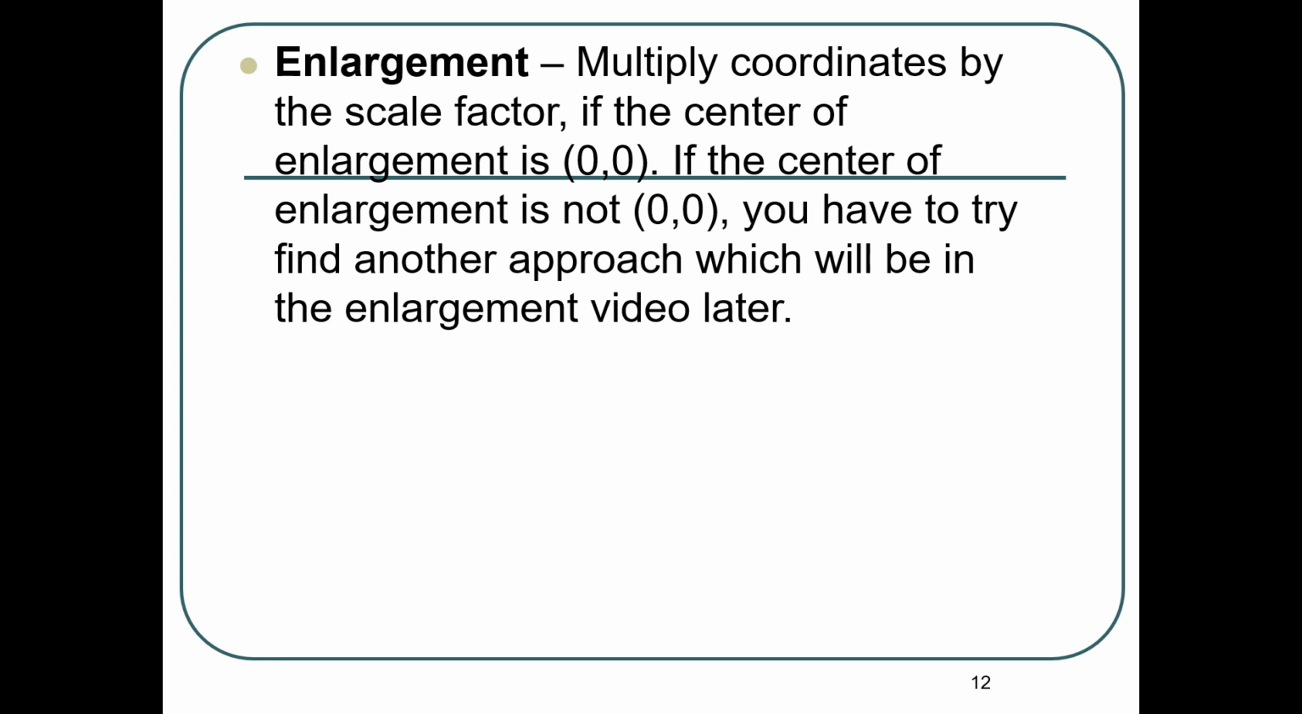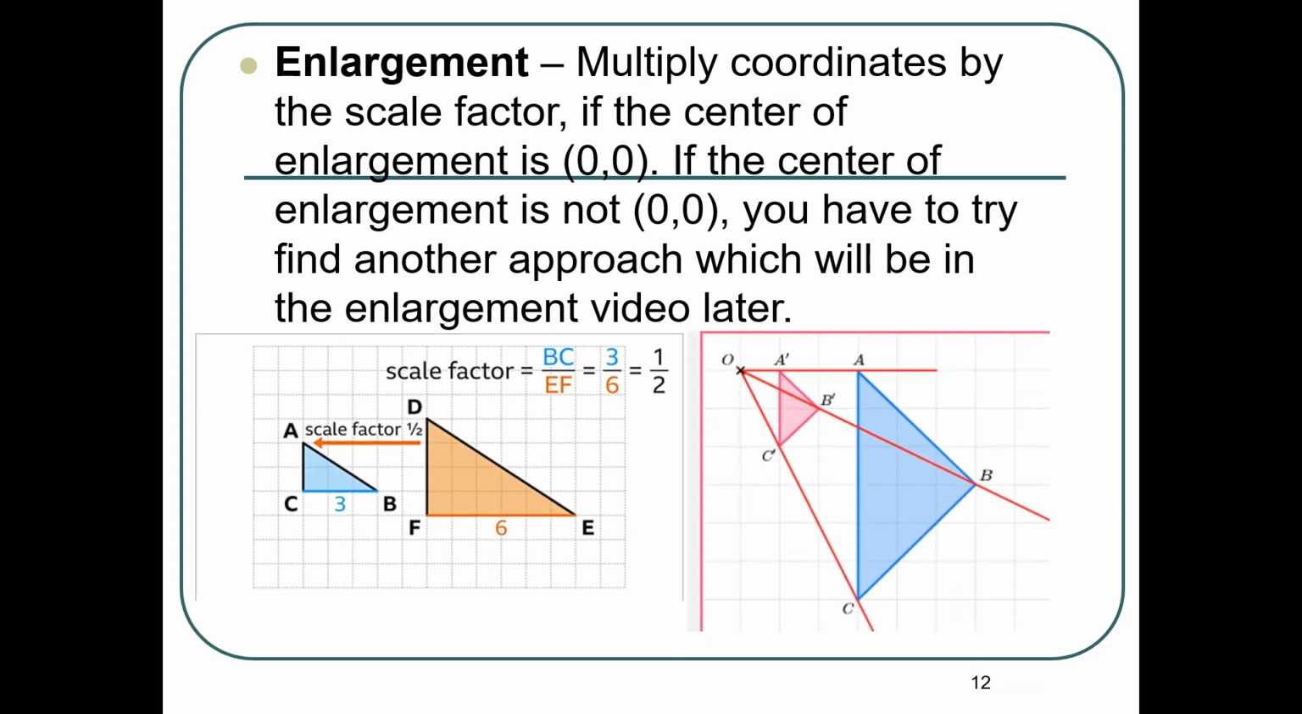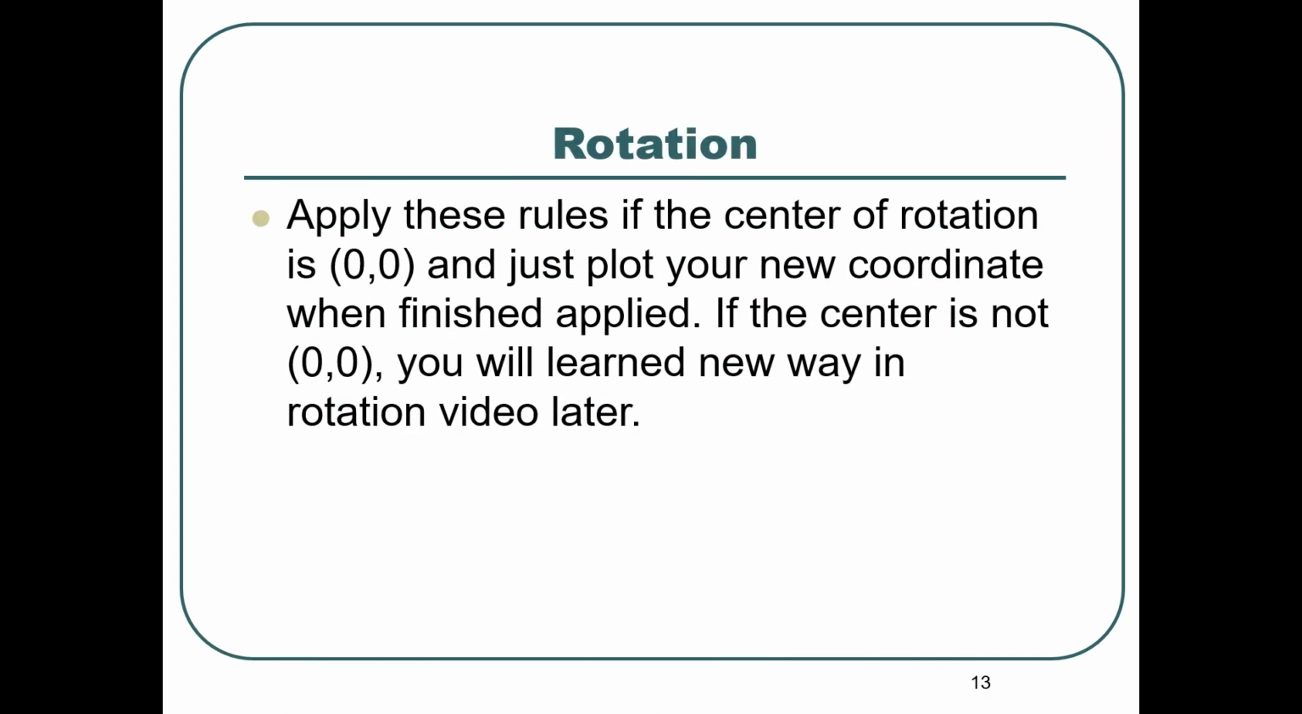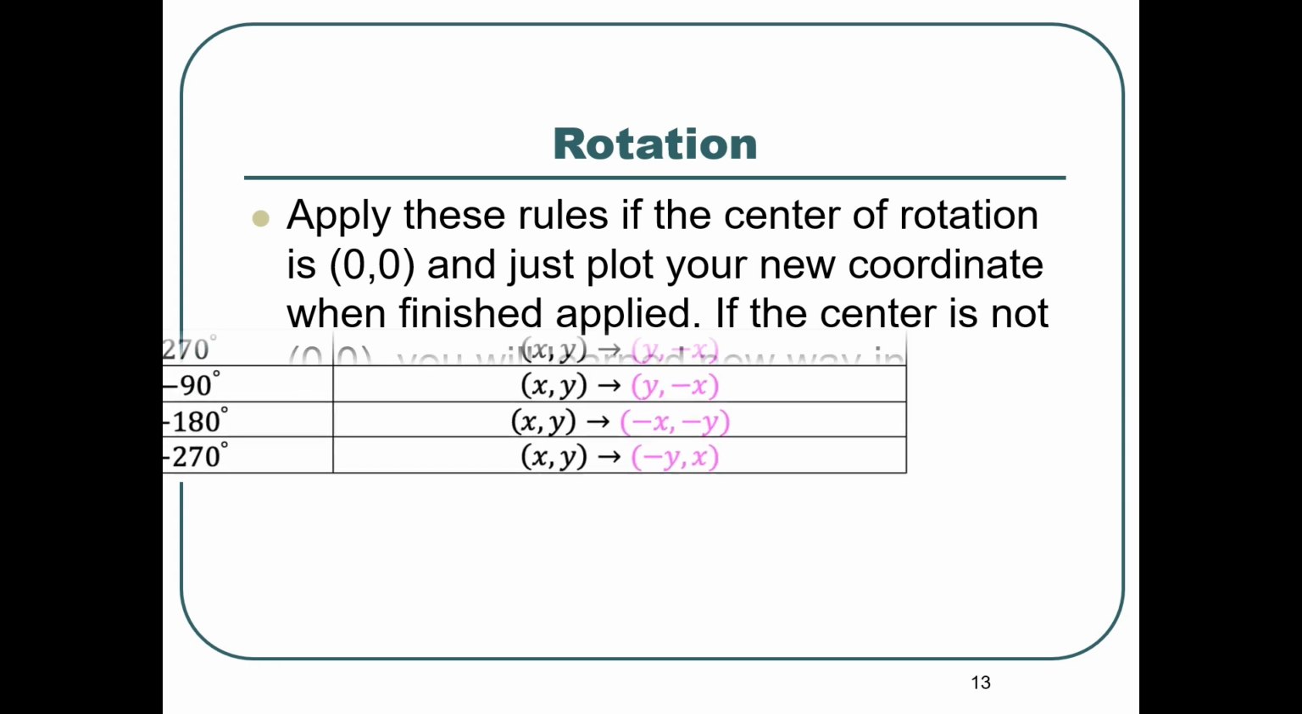Enlargement, multiply the coordinates by the scale factor, if the center of enlargement is 0, 0. If the center of enlargement is not 0, 0, you have to find another approach, which will be in the enlargement video later. Rotation. Apply these rules if the center of rotation is 0, 0, and just plot your new coordinates when you finish applying the formula. And if the center is not 0, 0, you will learn new ways in the rotation videos later.